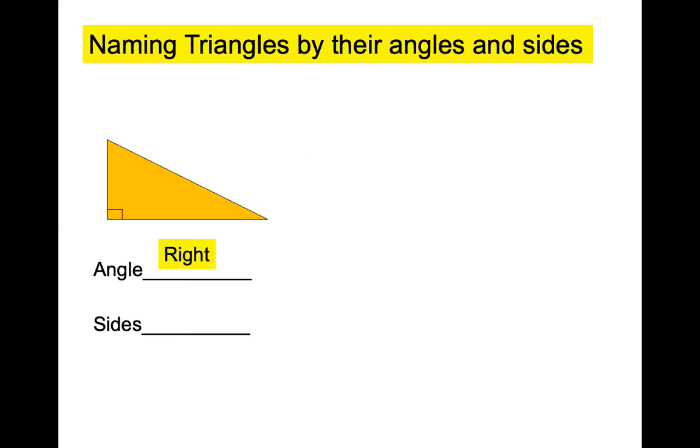That is a right triangle. By side measurements, notice there are no tick marks, so that would make it scalene. The other way this question can be asked is if they actually give the measurements of the sides and the measurements of the angles. They're either going to give it to you with tick marks or with measurements or a combination of both.